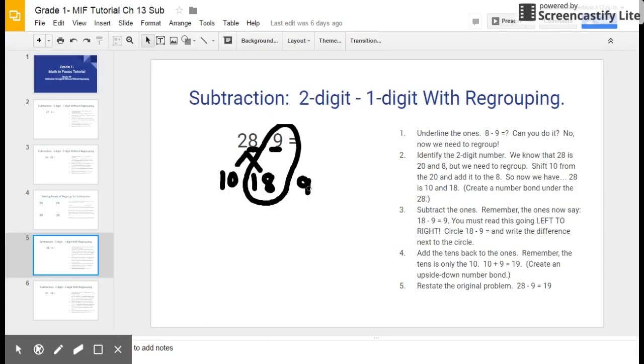Then we need to add the tens back to the ones. Remember, the 10 now is only a 10. So we have 10 plus 9 equals 19. We will restate the original problem. 28 minus 9 equals 19.